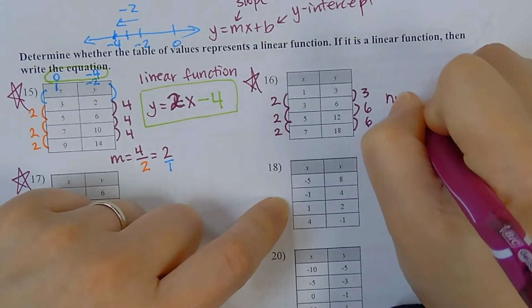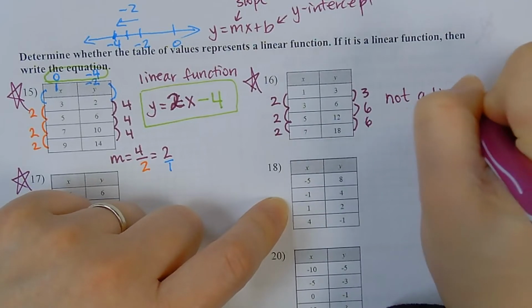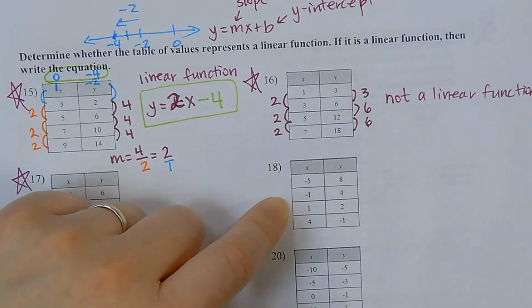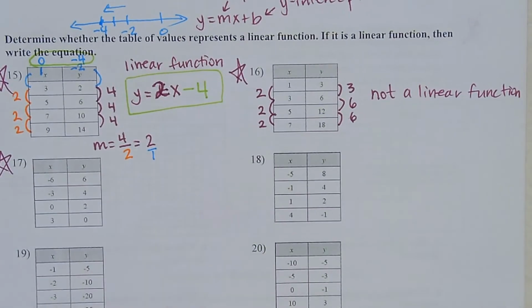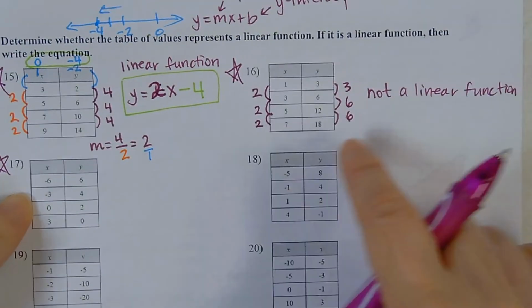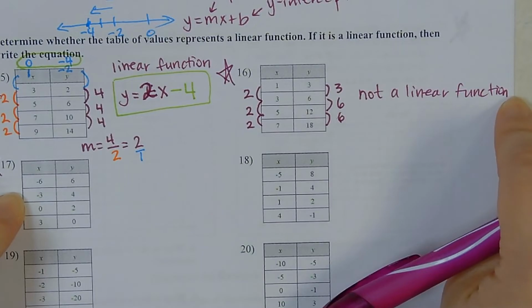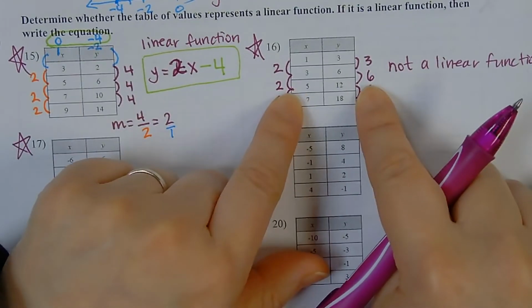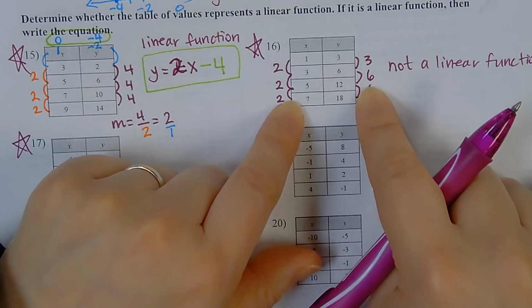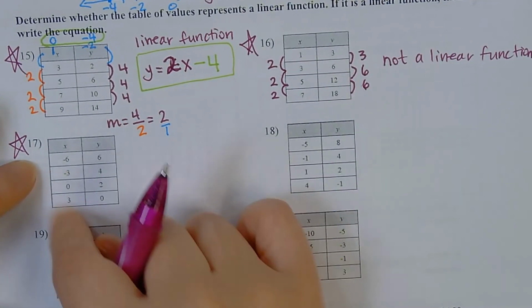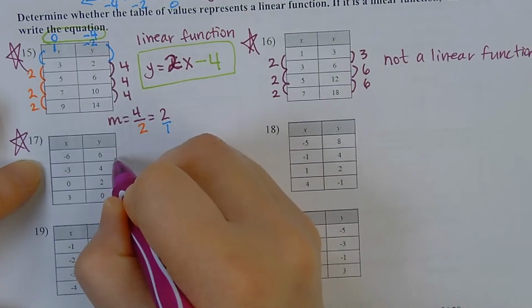So we just say not a linear function. And then we're done. Happy days. All right. I do expect to see work like this and not just you writing not a linear function. I want to see some sort of work. If you just stopped right here, that would have been fine, but you would need to check in case these were the same. Here, let's try this one more time.